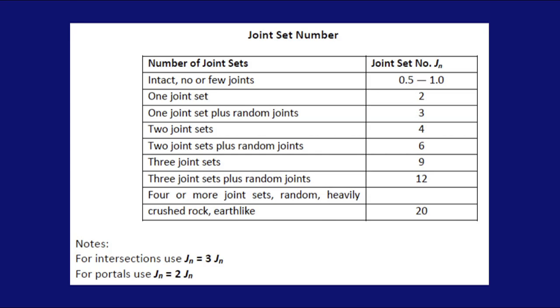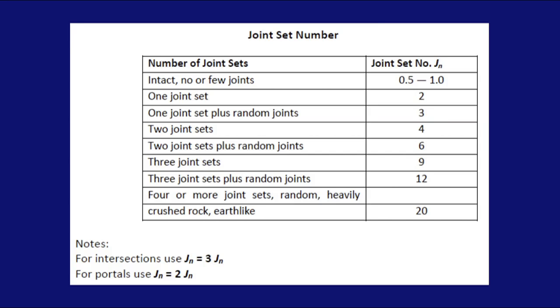The second case is for portals, where, for example, a tunnel entering a rock face, or in an underground cavern where you have a tunnel intersecting the cavern. At that location, you have no confinement of the rock mass in the axial direction of the tunnel. So there's going to be less strength, you might say, in that rock mass. And to take that into account, Jn is taken as equal to 2Jn.